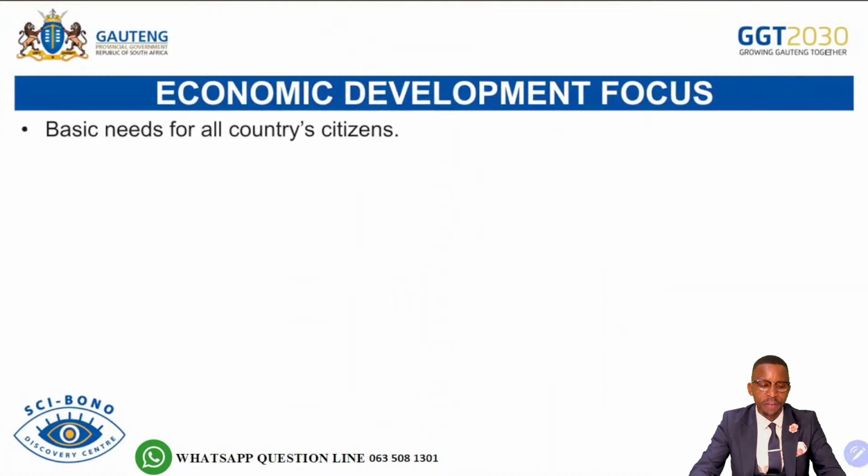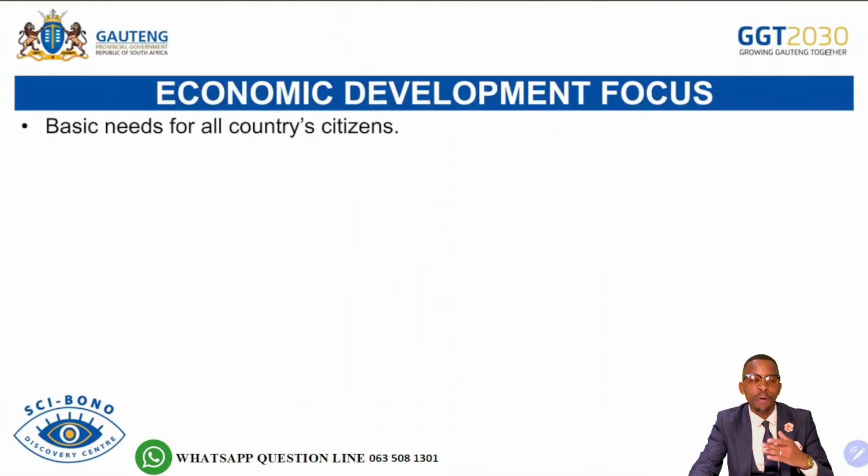And then economic development focus. Basic needs for all countries' citizens must be available. For us to say we have economic development, people in the country must have access to basic needs. Which are those basic needs? We talk about the likes of health, like I've mentioned before, proper shelter or housing, having access to electricity and water, sanitation. Those are very important, ensuring that people are not affected by malnutrition. There's a proper nutrition available for people. People are employed. People are skilled and educated, meaning they can be marketable and employed.